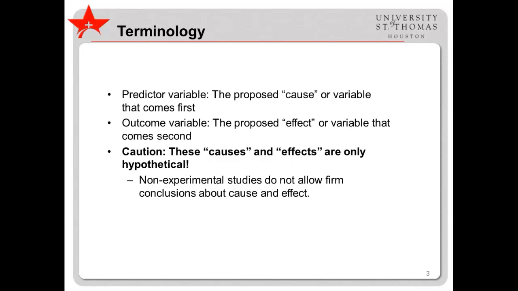There are two types of variables examined in non-experimental research. The predictor variable is the proposed cause or variable that comes first. The outcome variable is the proposed effect or variable that comes second.